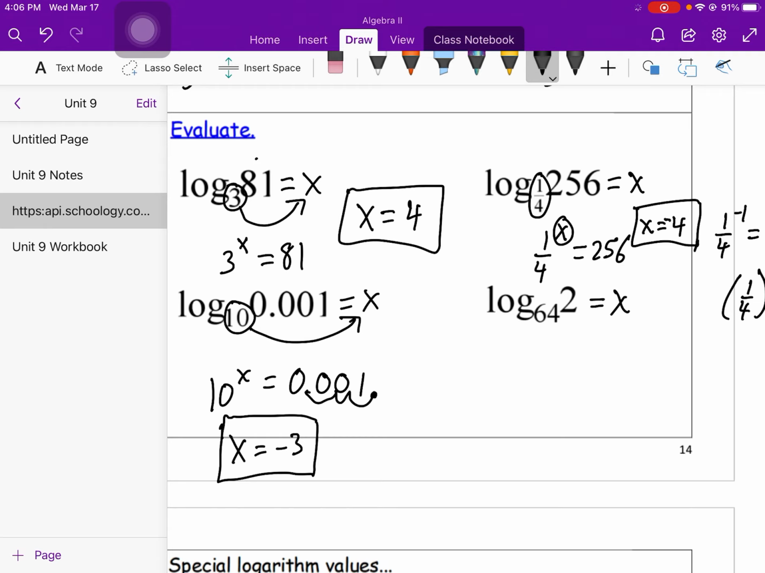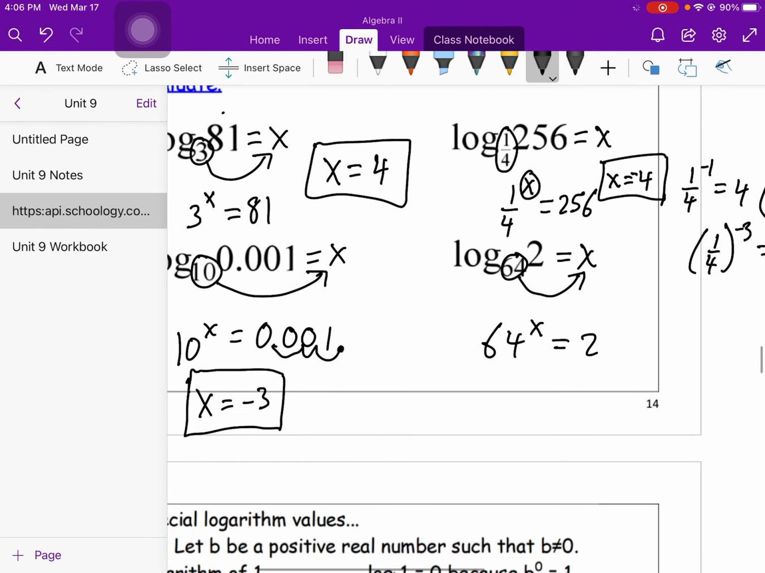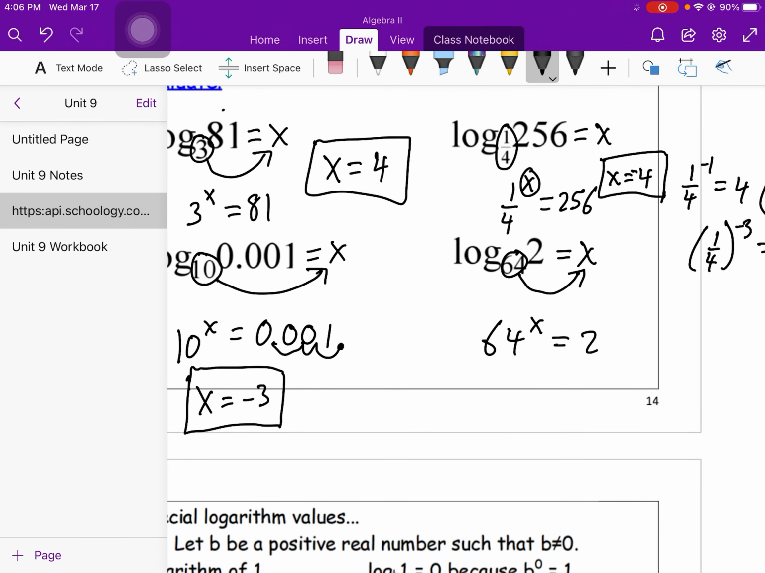And then we have this one here, log base 64 of 2 equals x. So 64 is our base. We're swinging it underneath to the x. We need that to equal 2. So we need this to be a smaller number. This is where it can also be tricky. Because if we were to do a negative exponent, watch what happens. If I did 64 to the -1, I get 1/64.